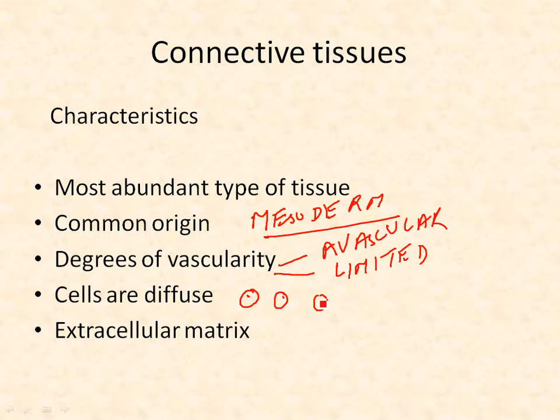The most important characteristic of a connective tissue is its extracellular matrix that the cells secrete. This matrix is the one that makes each connective tissue unique to itself and be able to perform the unique function. For example, the extracellular matrix of blood is actually plasma. It's fluid, it's liquid.